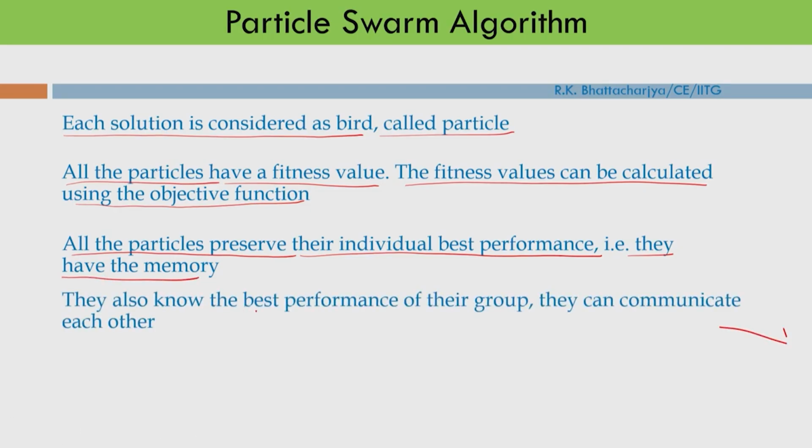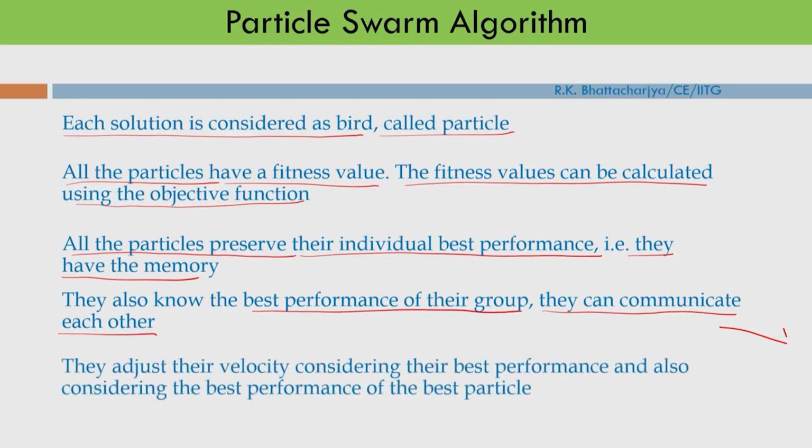They also know the base performance of their group, which means they can communicate with each other. So, these are two qualities. One is that they have memory, so they preserve their best performance, and the second is that they are also aware of the best performance of their group. They adjust their velocity considering their personal best and also the best performance of the best particle.